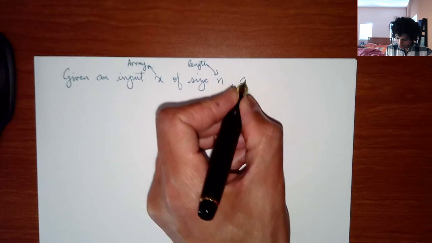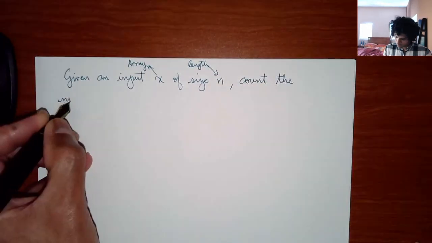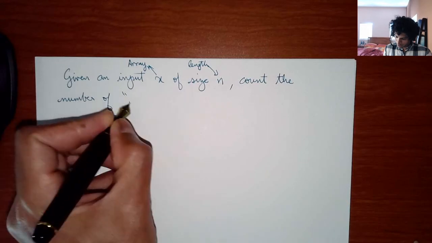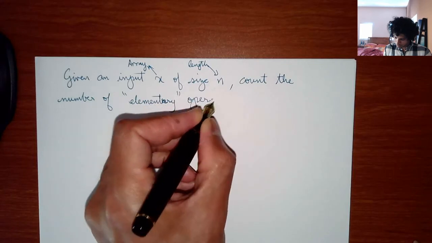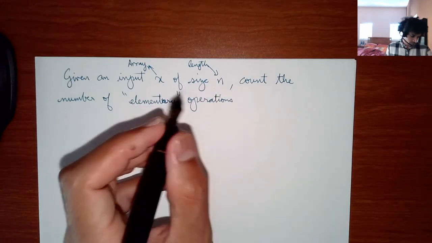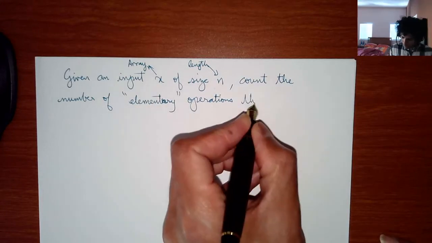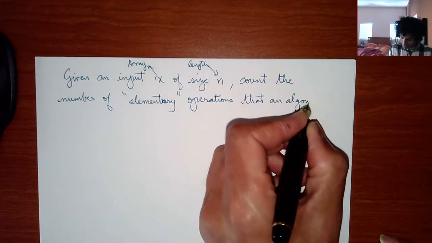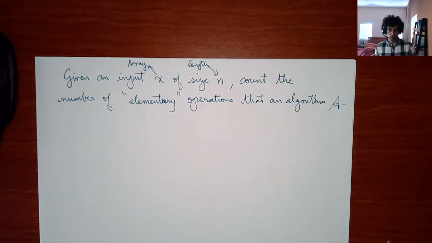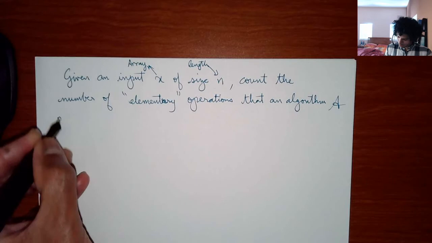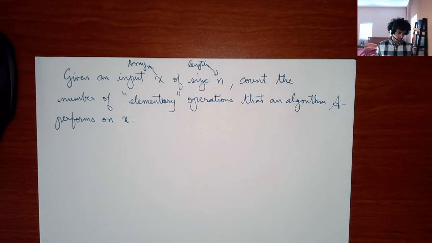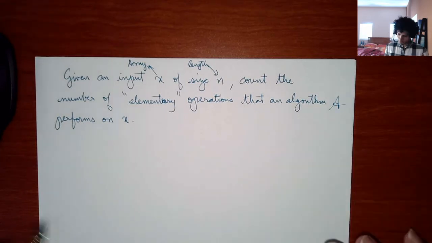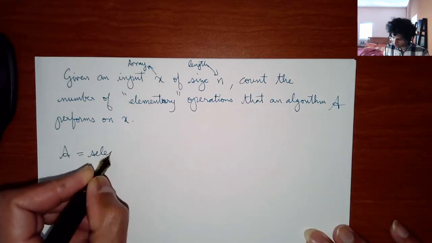We can count the number of elementary operations that an algorithm, and I'm going to use script A for the algorithm, that A performs on x. For example, A could be selection sort.